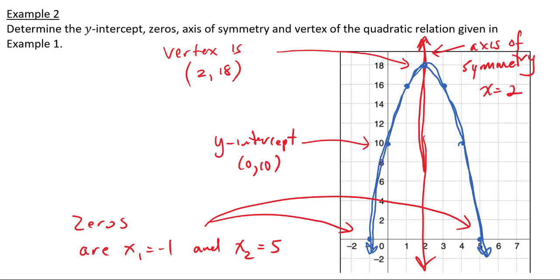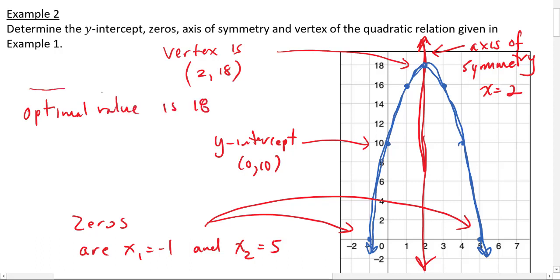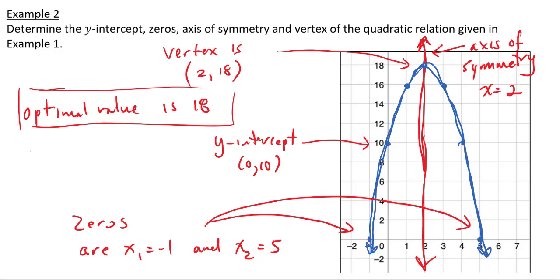And finally, if we were asked, we would state that the optimal value is 18. Remember, that is the y value of the vertex. So from the graph alone, you should be able to identify our vertex, y-intercept, zeros, axis of symmetry, and optimal value. You should also be able to tell me what the second differences for this relationship are by looking at the graph, which we've shown above would be negative.